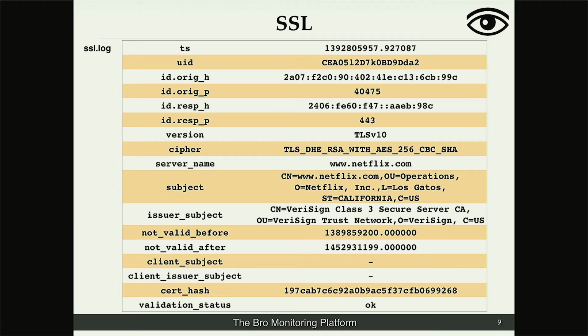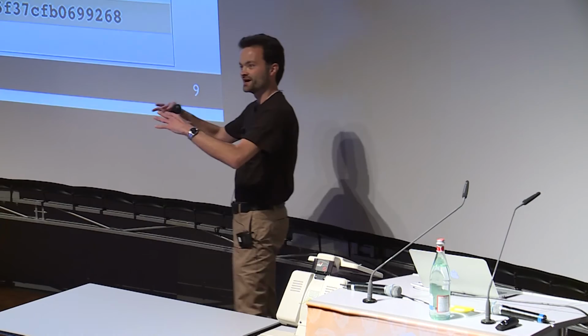ssl.log. For every SSL session on the wire, independent of port, you get a breakdown of, well, timestamps, IPs again, then the ciphers being in use, the certificate, the more timestamps for the certificate, and also Bro actually hands the certificate, as it grabs it off the wire, to OpenSSL to check it. So you get an indicator whether that is a valid certificate.